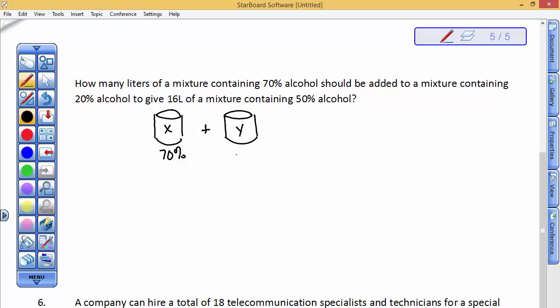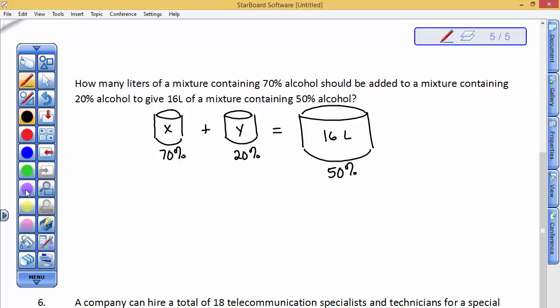So I want to know how many of that contains 20% alcohol to give me, in the end, I'm making this bucket look bigger, I want this to have 16 liters in it, and I want the final mixture to be a 50% combo, if you will, of this 70 and this 20. So it's not really a 50-50 split. For that to be the case, this would have to be a 30. This would have to be 20 under, and this is 20 over to get to this split.